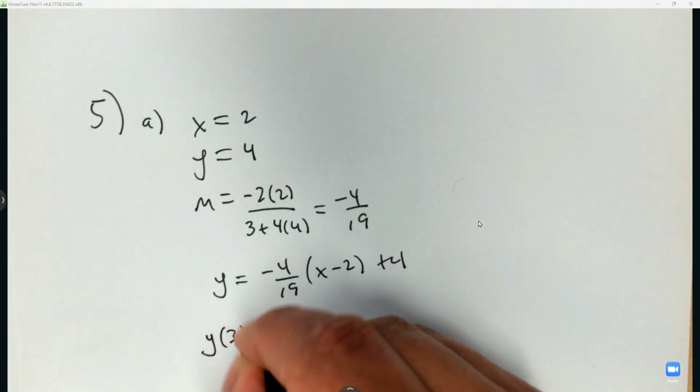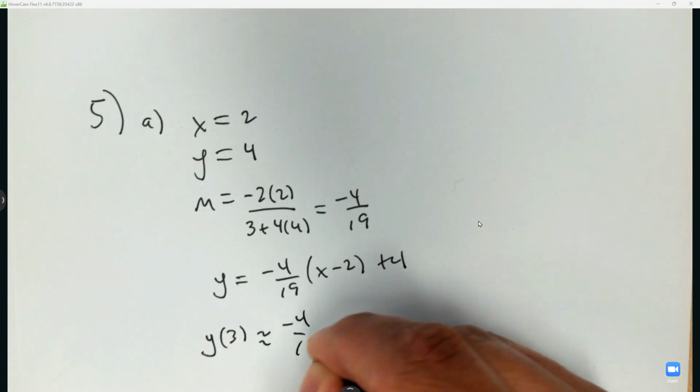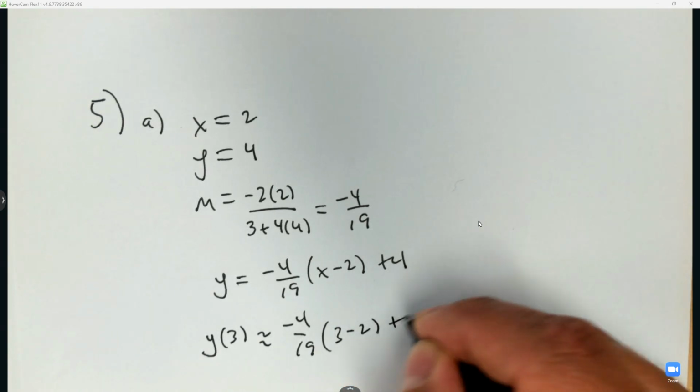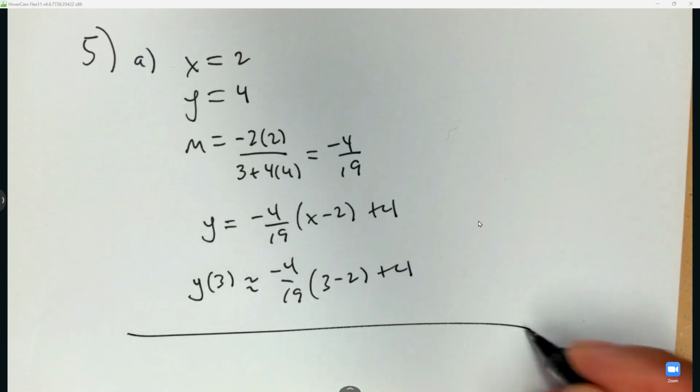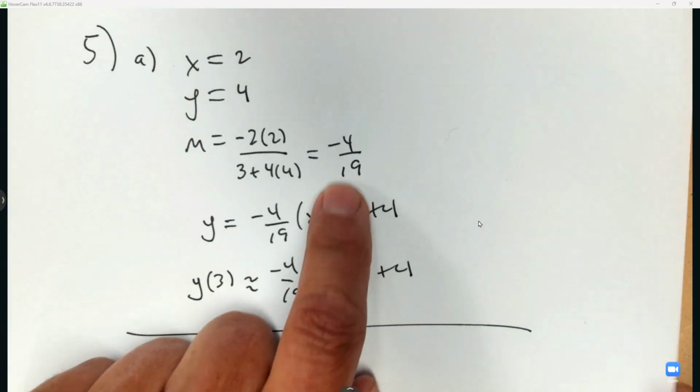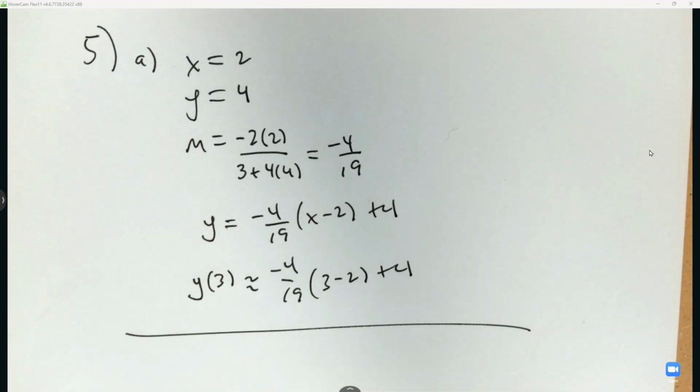To estimate it at 3, we're just going to plug 3 in, and I have our answer. That's all you need to do. So can you find the slope? Write the line, plug in 3. That could be 2 or 3 points right there.